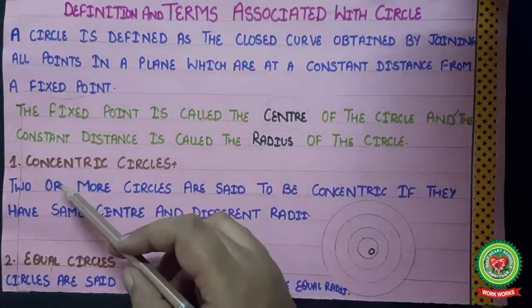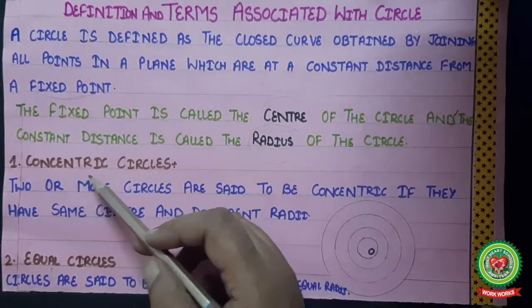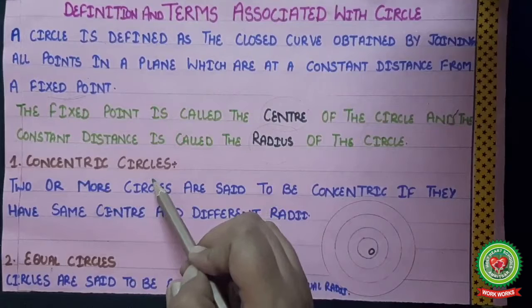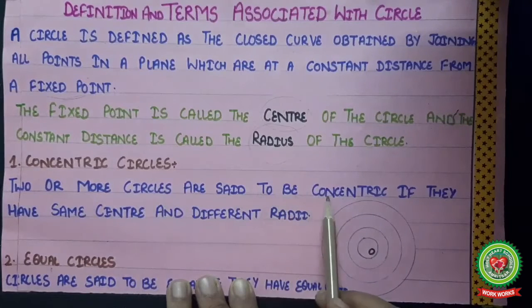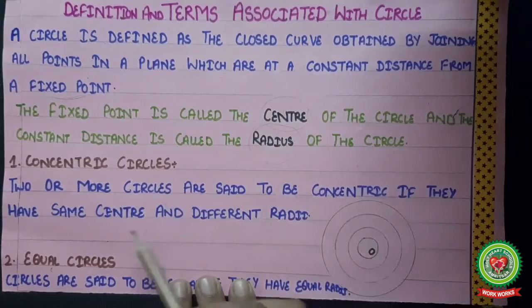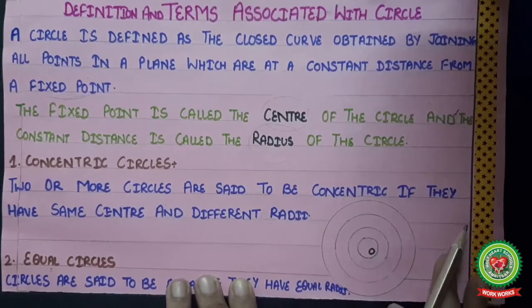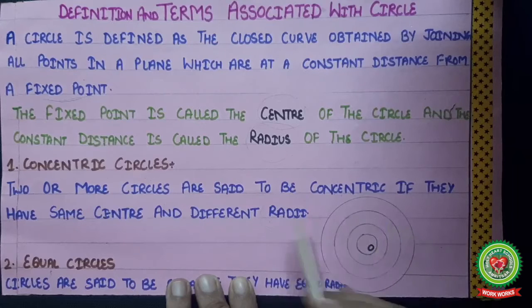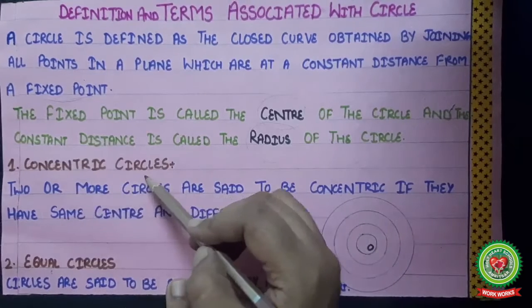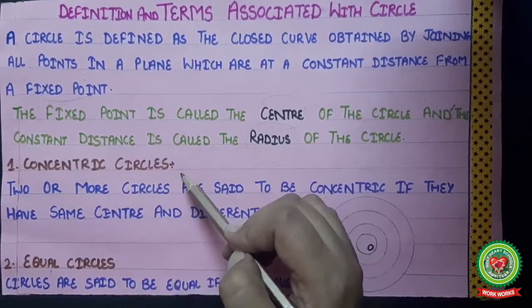Children, the next term related to the topic is concentric circles. What are concentric circles? Two or more circles are said to be concentric if they have the same center and different radii. See this figure here, I have drawn 1, 2, 3, 4 circles. These 4 circles have the same center and their radius is different. So that's why these circles are known as concentric circles.